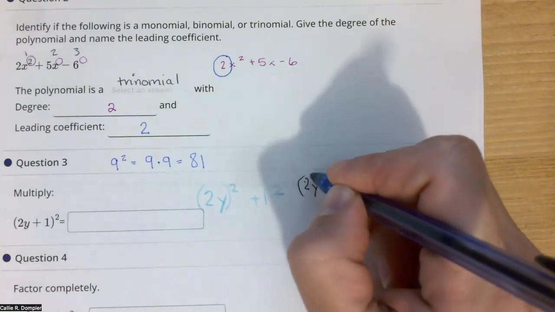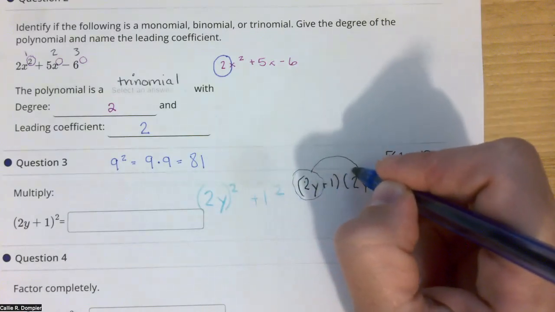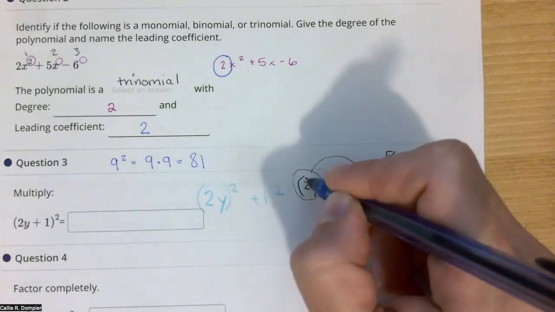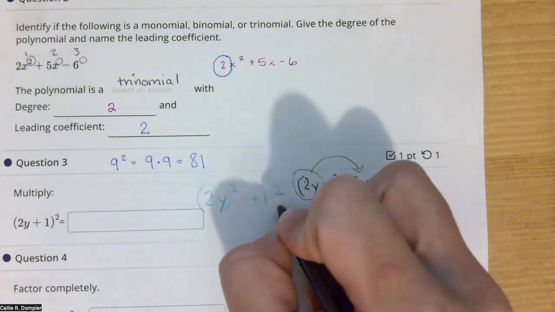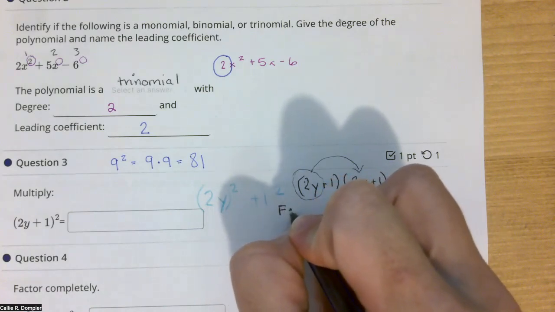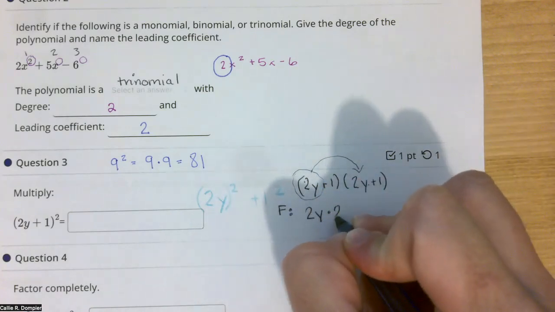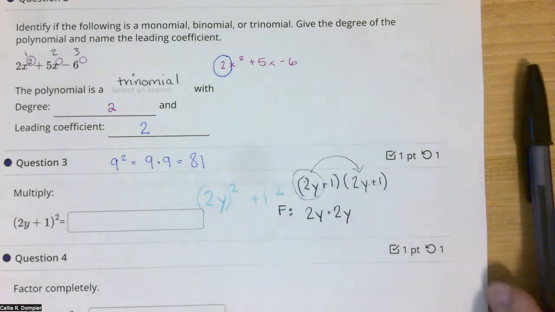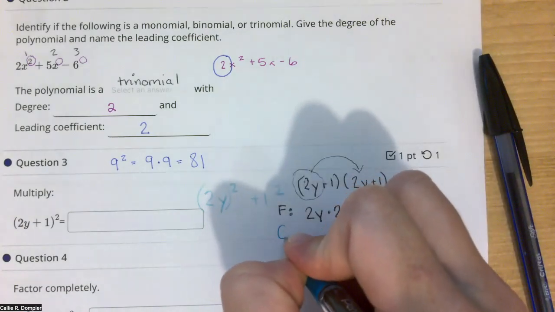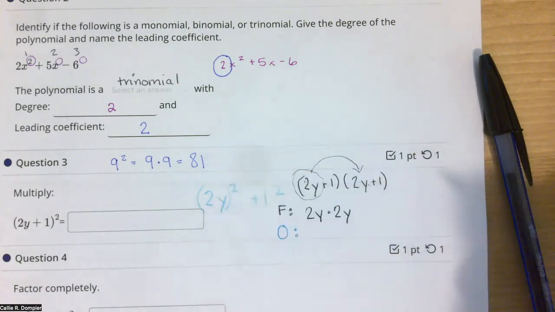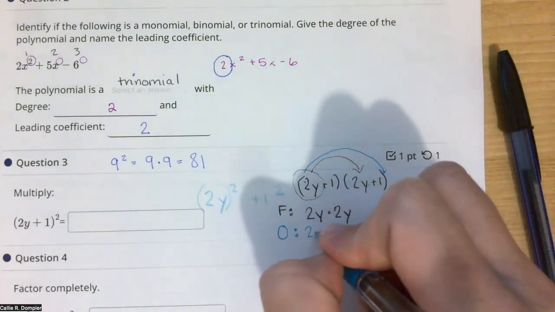So FOIL means we take this term and we multiply it by this term. The 2y times the 2y, those are called first in FOIL. First is 2y times 2y. Good. The next letter of FOIL is O for outside. The outside terms are 2y times 1.